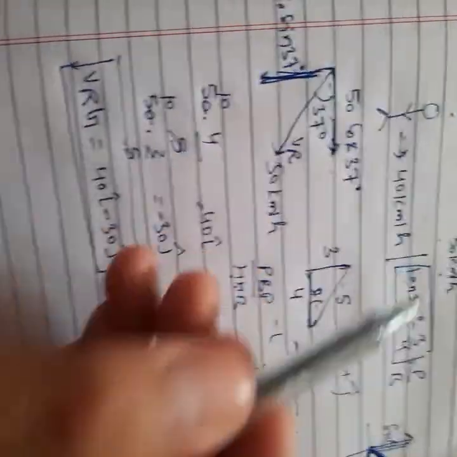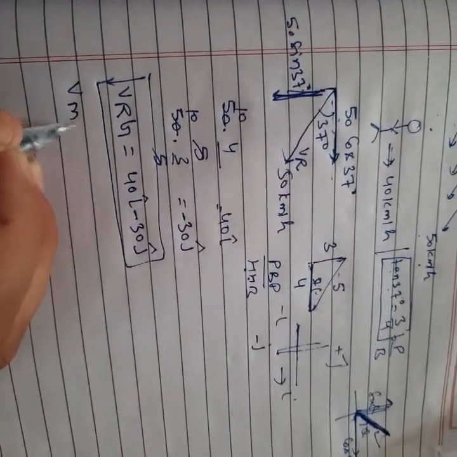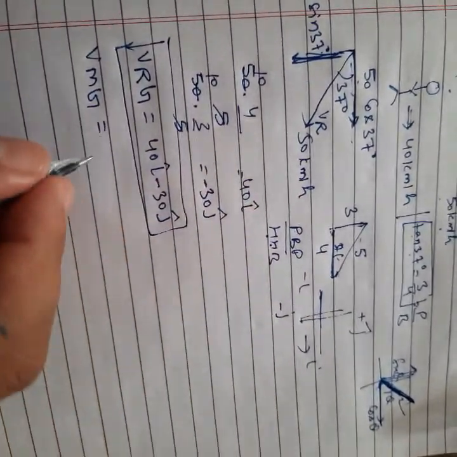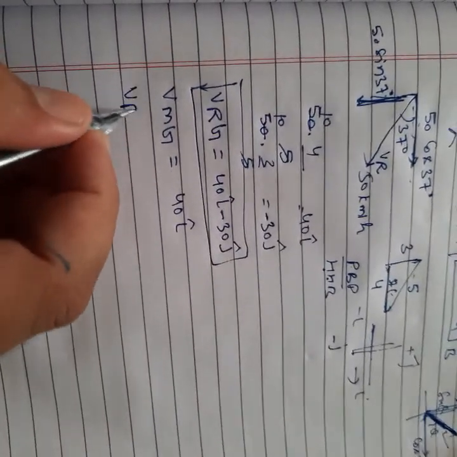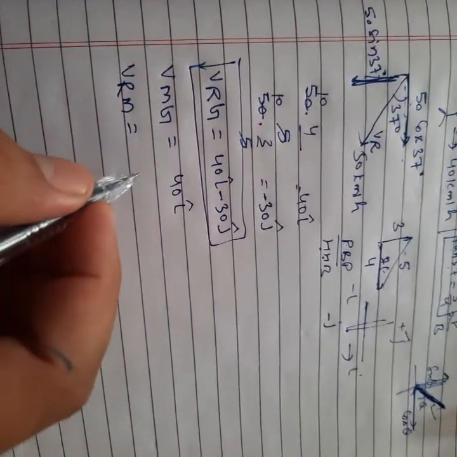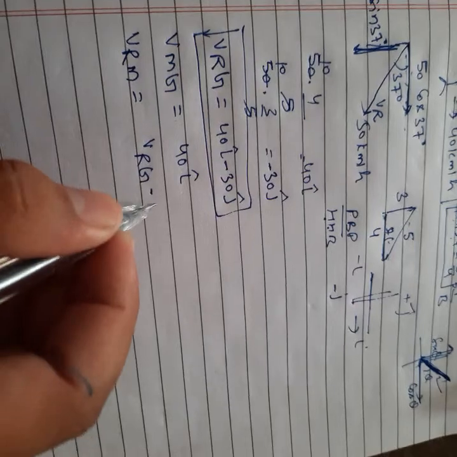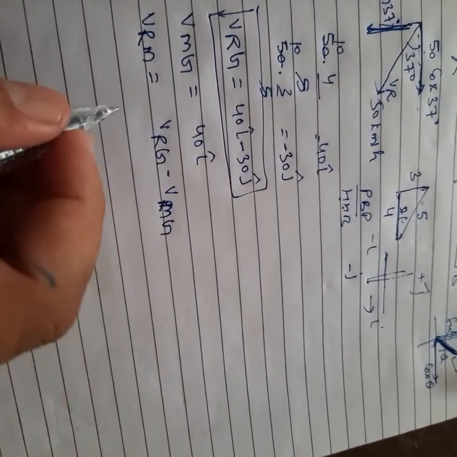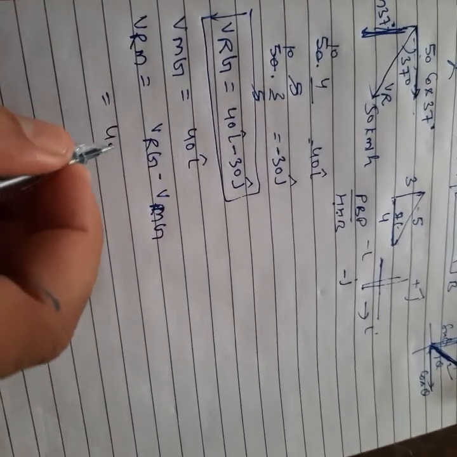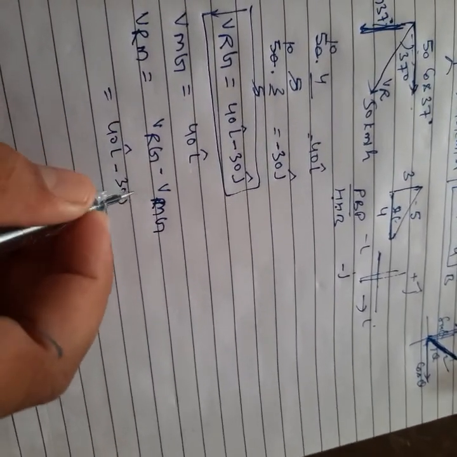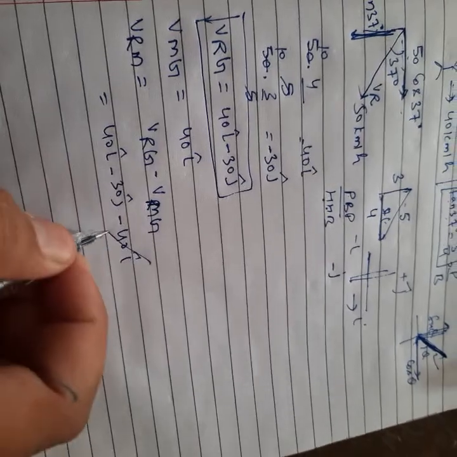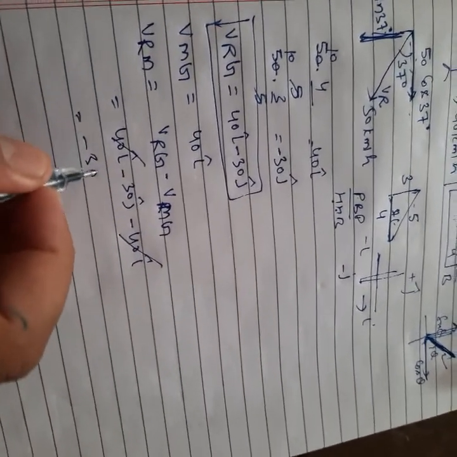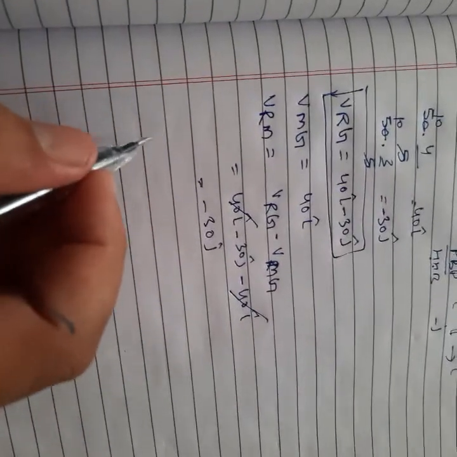Okay, talk about the man. The man is moving along the x-axis. So we can say the man with respect to ground is 40i. Say yes or no. Then find out velocity of rain with respect to man. Velocity of rain with respect to ground minus velocity of man with respect to ground. Put both values: 40i minus 30j minus 40i. Cancel out this one, and we get 30j. Then draw it on the graph.